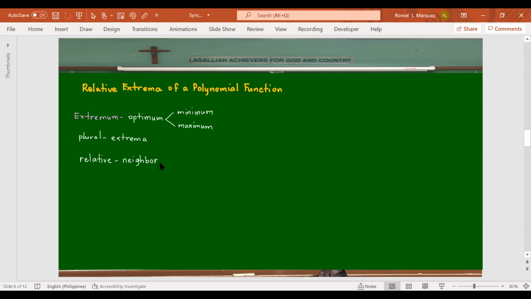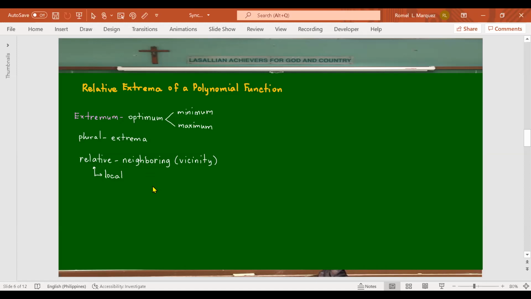Relative meaning neighboring. You are going to compare it to the vicinity. And the word relative is also called local in other books. Again, what is the other term for relative?